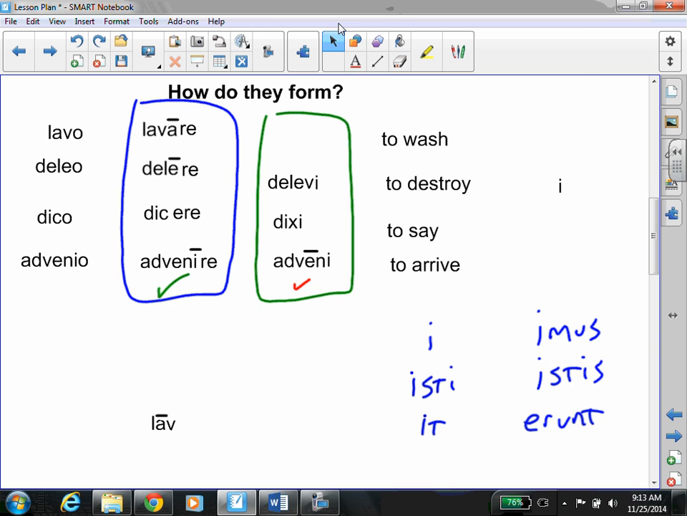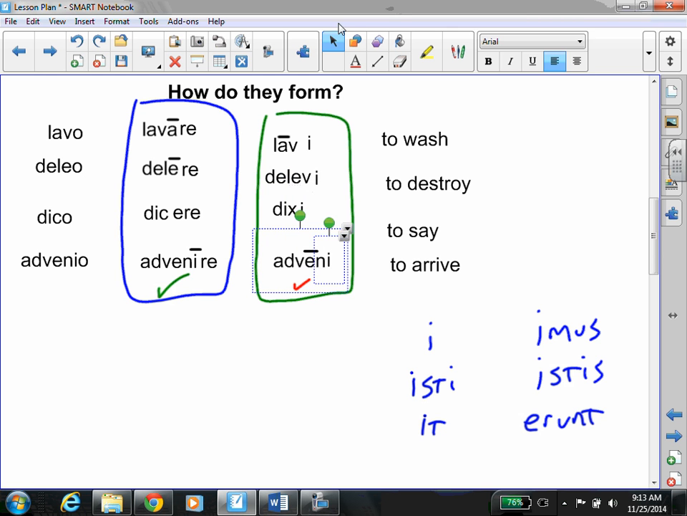All of these perfect stems do the same thing. You bring the perfect stem down. You take off the i. So you have lavi. You take off the i, and you have your perfect stem. Then you add isti, it. Same thing for dixi. You take off that i, you get dix. Dixi, dixisti, dixit, diximus, dixistis, dixerunt. The same thing with advenio. Take off that i, I get adven. I add i or isti, it, imus, istis, and erunt to get all of my perfects.